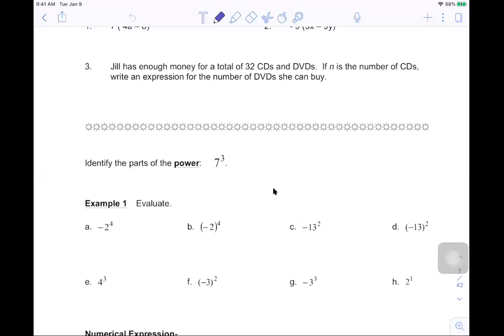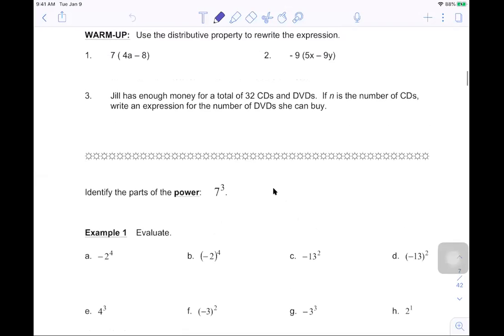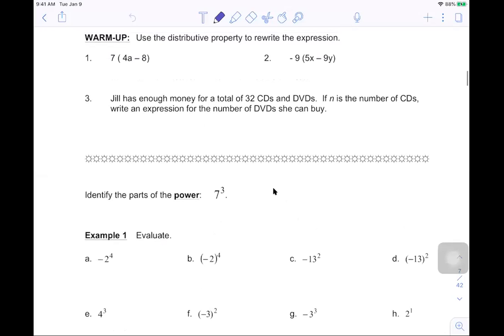We are going to skip the warm-up again. So we skipped it yesterday. We're going to skip it again today. Woohoo! No warm-up problem.